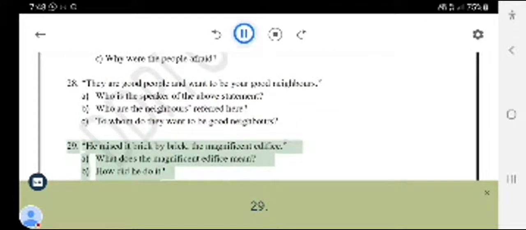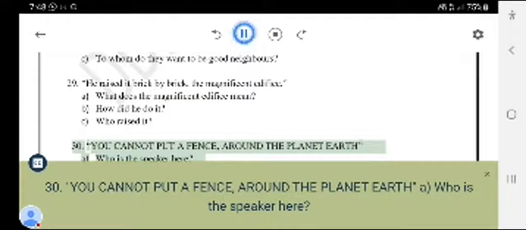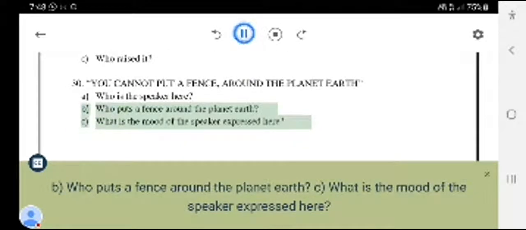29. He raised it brick by brick, the magnificent edifice. A. What does the magnificent edifice mean? B. How did he do it? C. Who raised it? 30. You cannot put a fence around the planet Earth. A. Who is the speaker here? B. Who puts a fence around the planet Earth? C. What is the mood of the speaker expressed here?